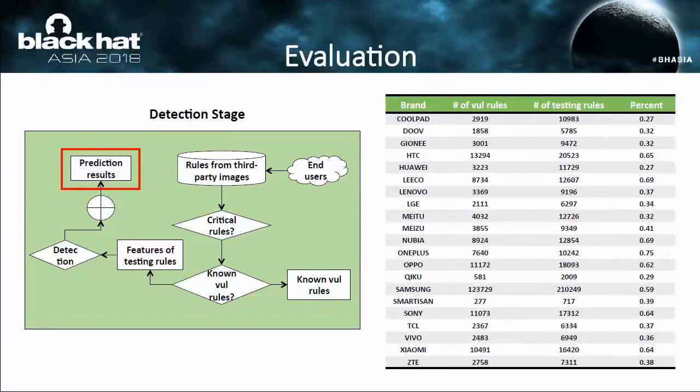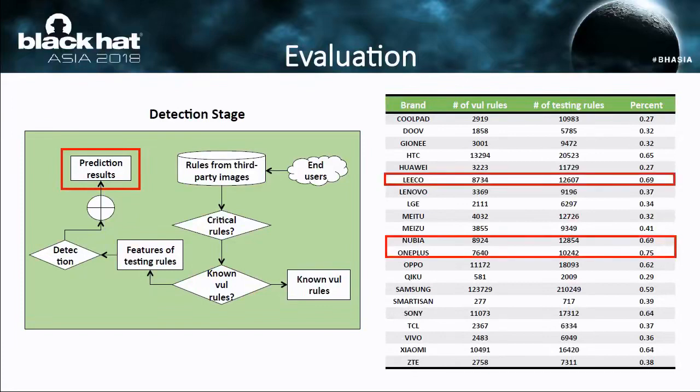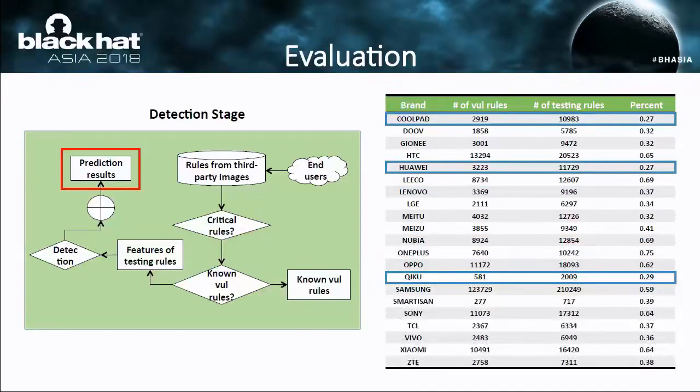First, you can see that we do a statistical analysis on the rules based on the brand. You can see that for Nico, Nubia, and OnePlus the situation is very serious. Their percentage is near or beyond 70%. On the contrary, some companies work much better in these areas, such as Coolpad, Huawei, and Qihoo.